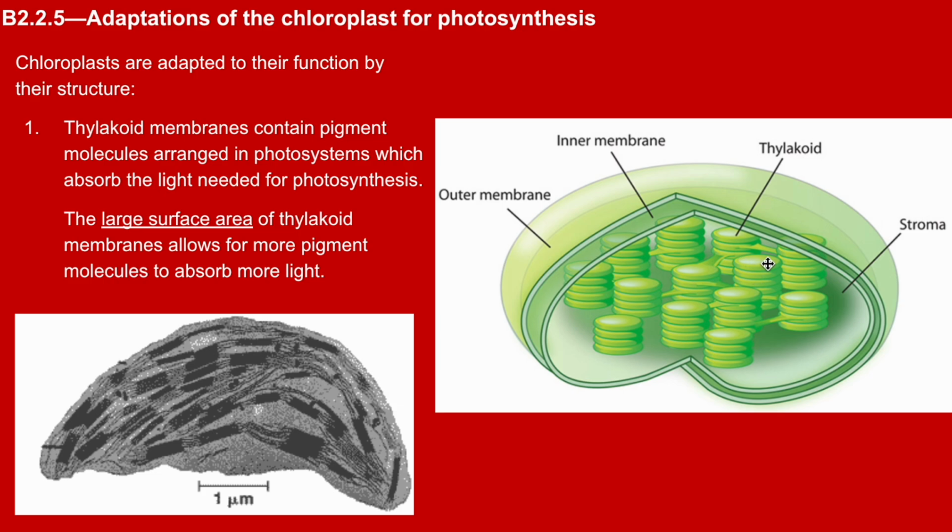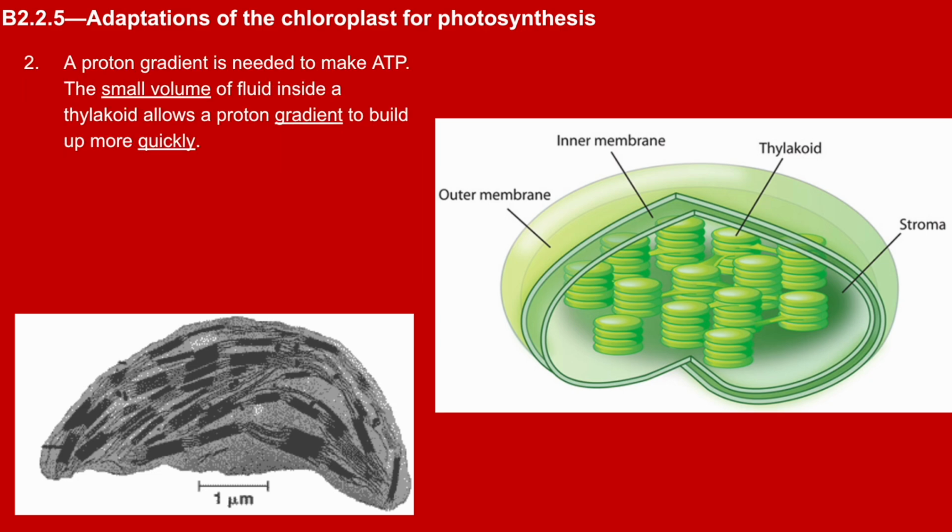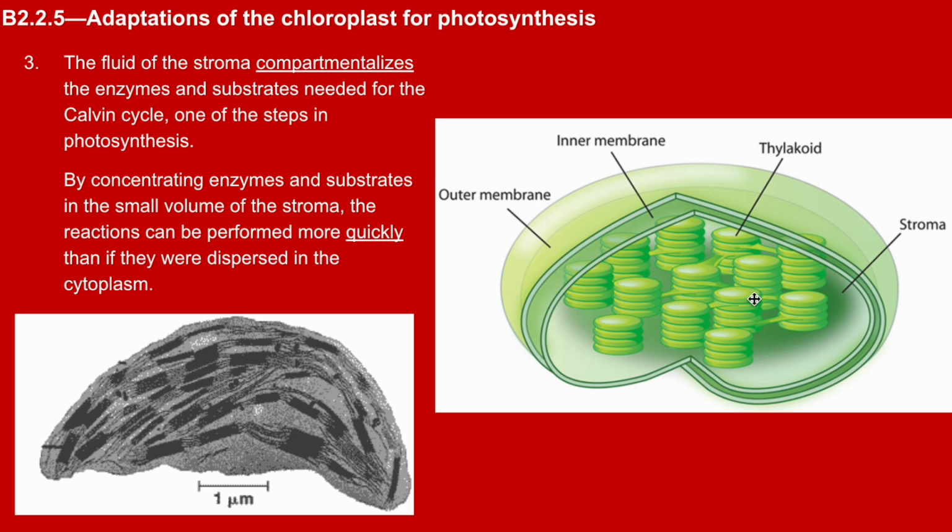And so the more membrane we have, the more efficient our light-dependent reactions can be. Okay, and like we said, a proton gradient is going to need to build up, and so the smaller that thylakoid space, the faster that gradient can build up. And then just like the mitochondrial matrix, this liquid part of the chloroplast is called the stroma, and the same thing where we have a buildup of enzymes, in this case to be able to drive the Calvin cycle.